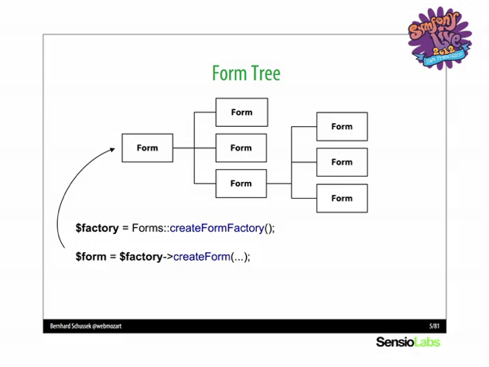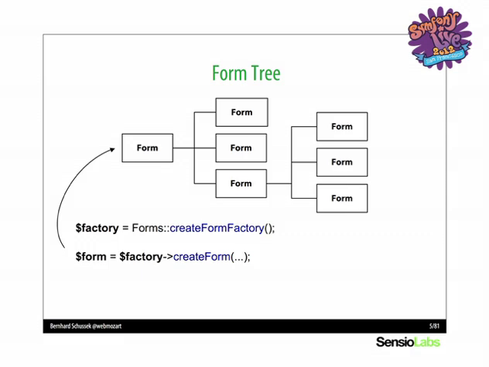You receive this form tree whenever you create a new form. In the end, you receive the root form instance, which you use in the controller to call bind, to call isValid, all that stuff. So whenever you use a form in your controller, it's the root of such a form tree. Okay?